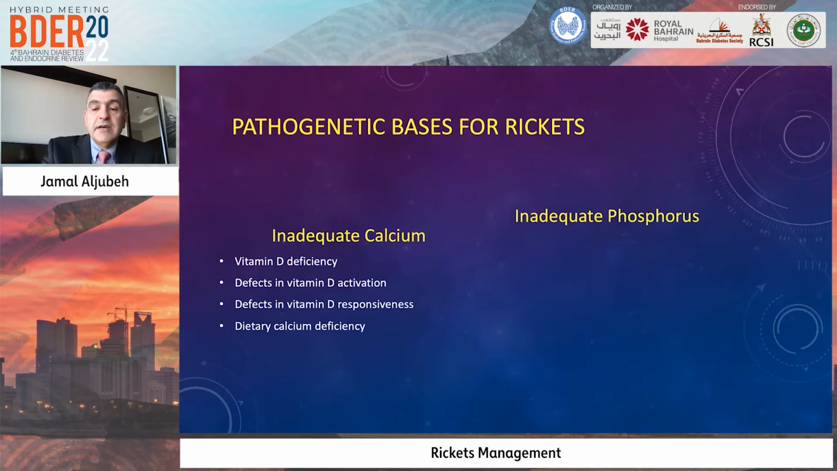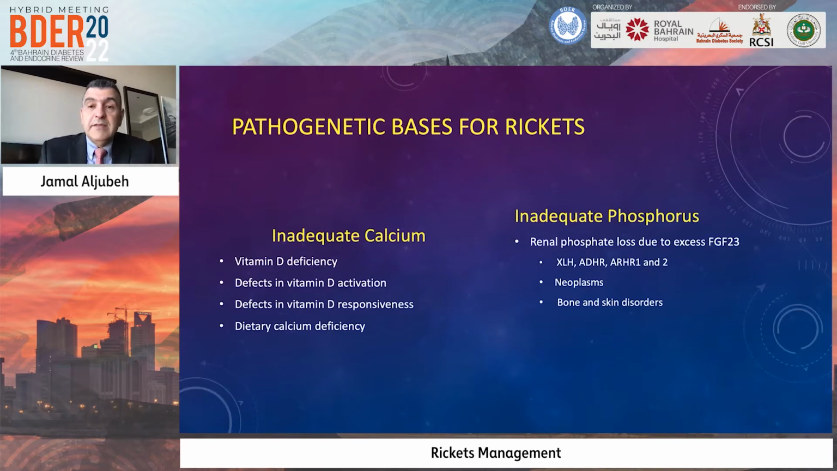How about the inadequate phosphorus or phosphopenic rickets, where the primary problem of the rickets is lack of adequate phosphate? This can be divided into subtypes. So there is the renal phosphate loss due to excessive FGF23.